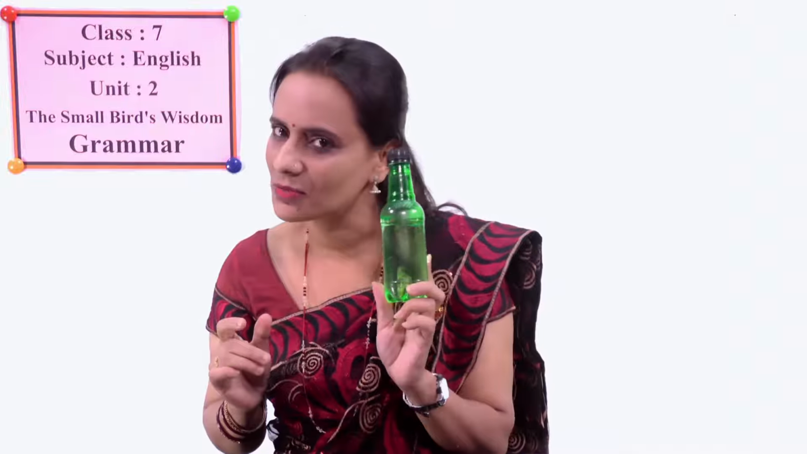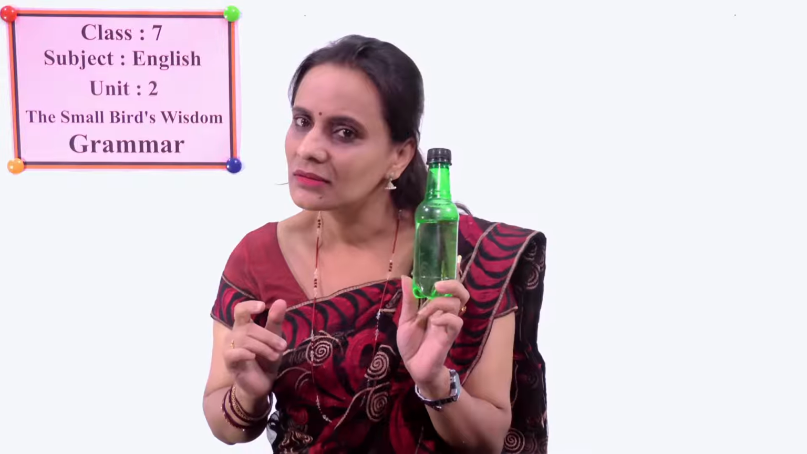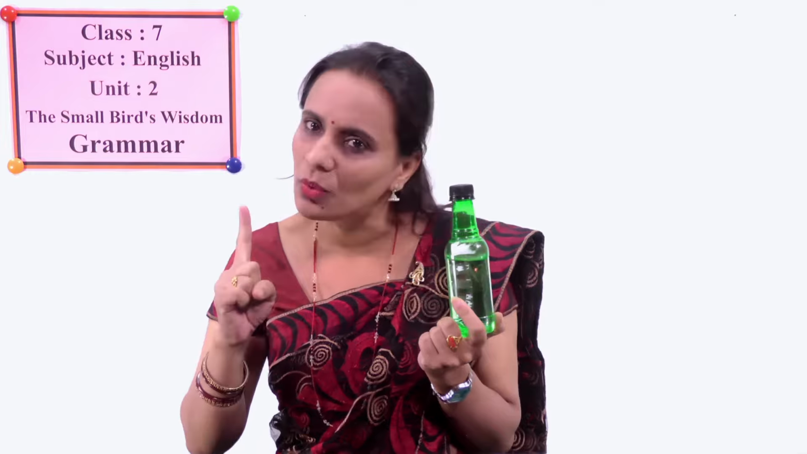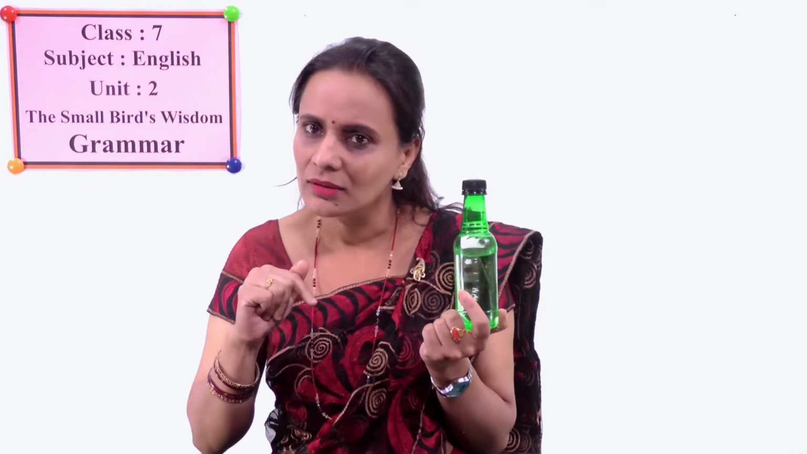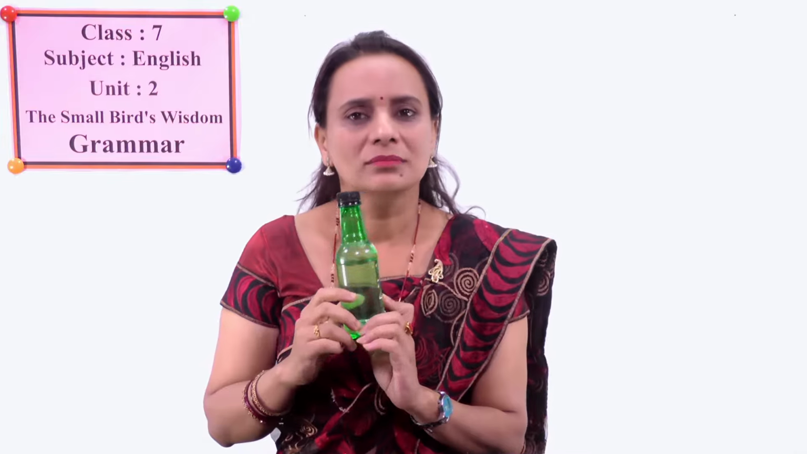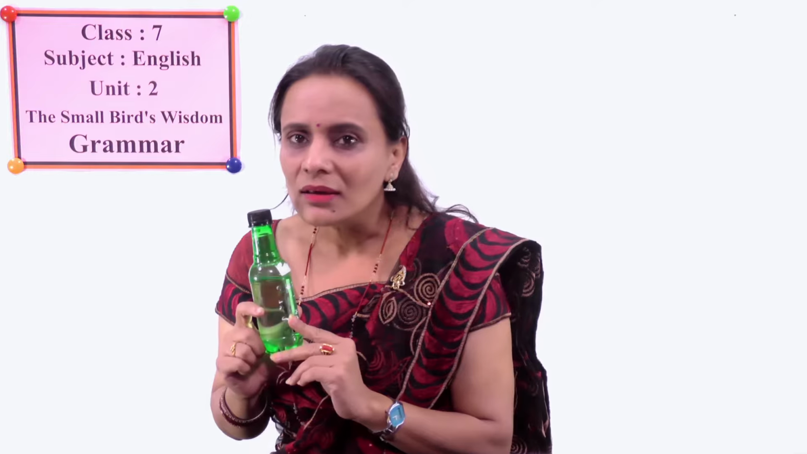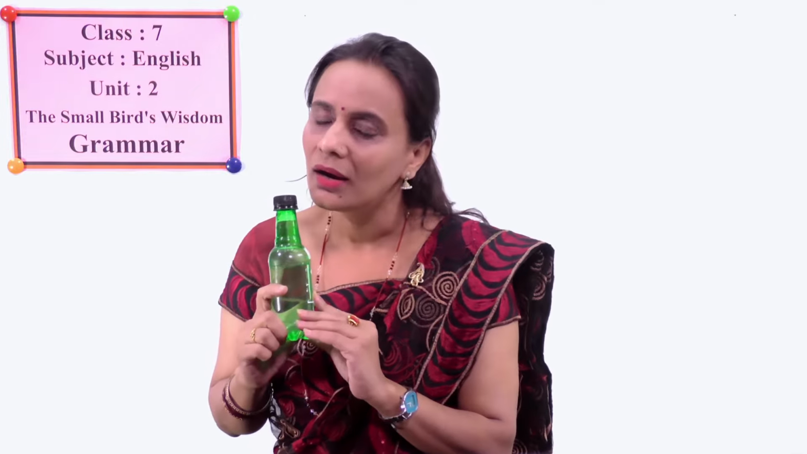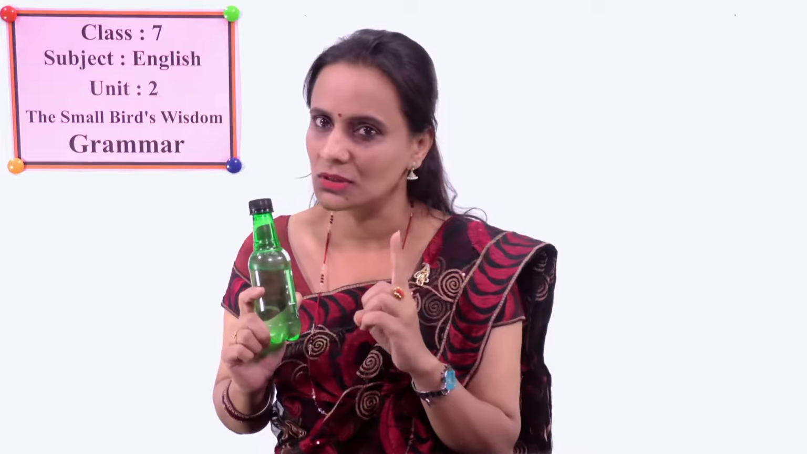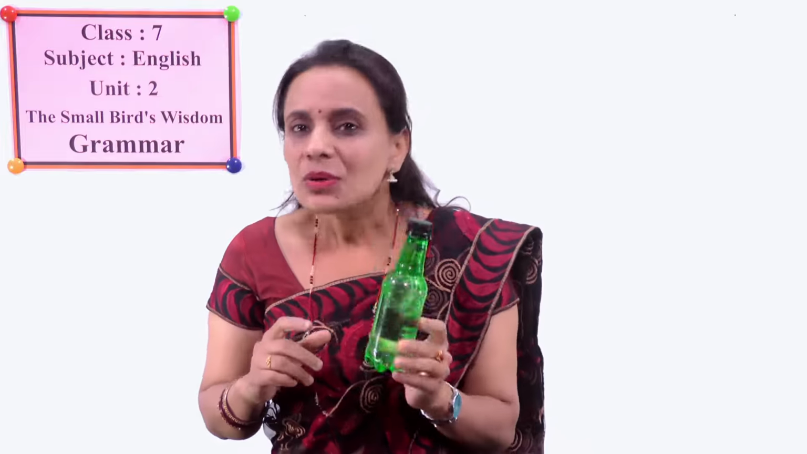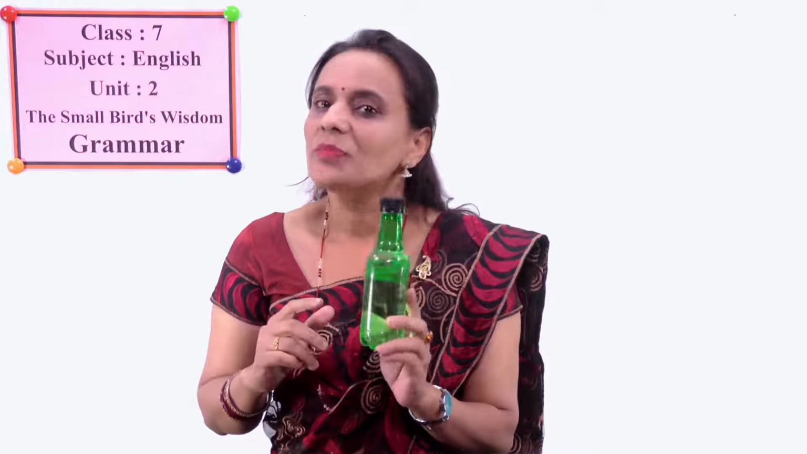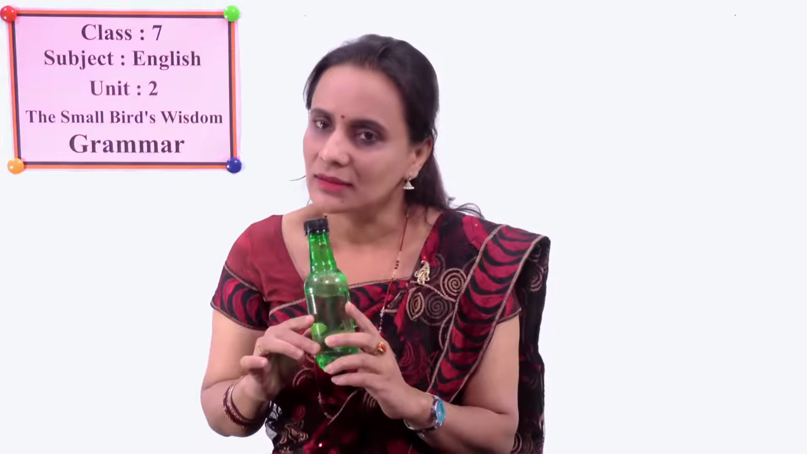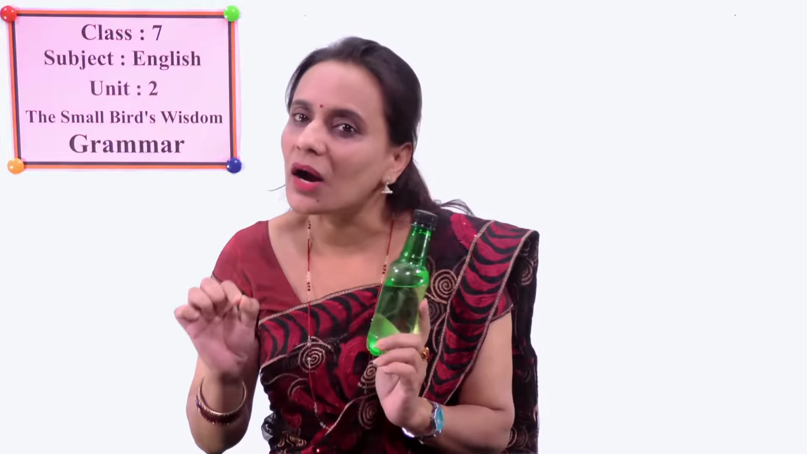What do you see inside this bottle? Very good, water. And can you count water? Can you tell 1 water, 2 water, 3 water? No. So, water cannot be counted, and water is also a noun. Very good. So, the noun that cannot be counted is what? An uncountable noun.